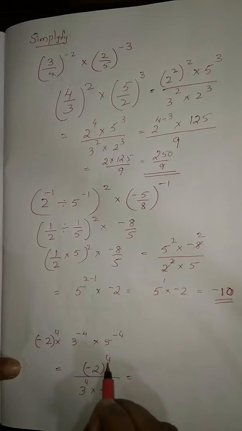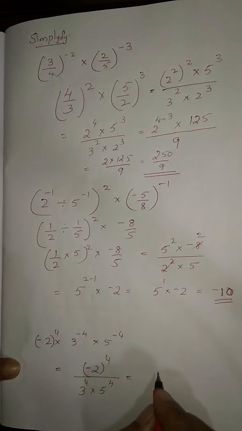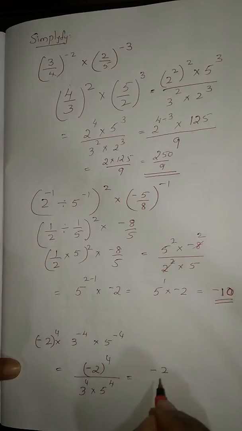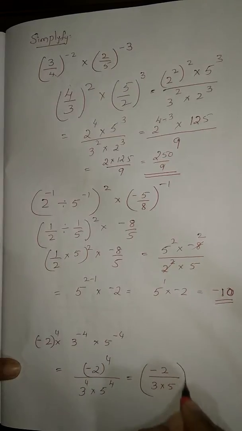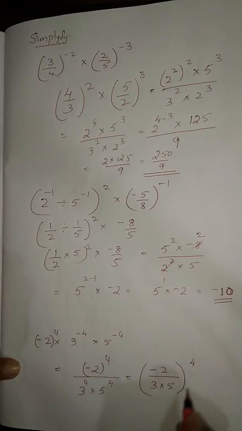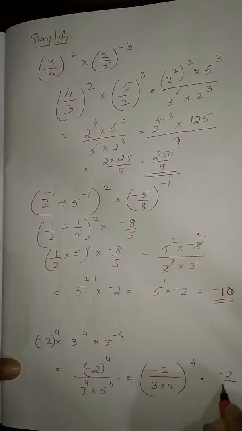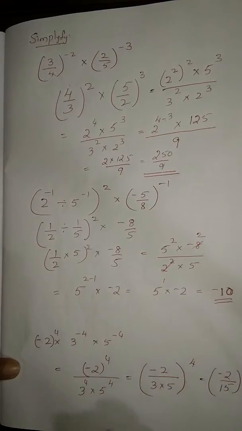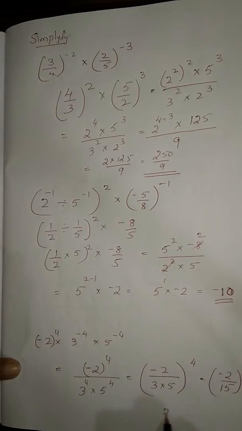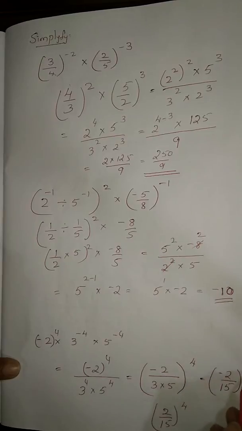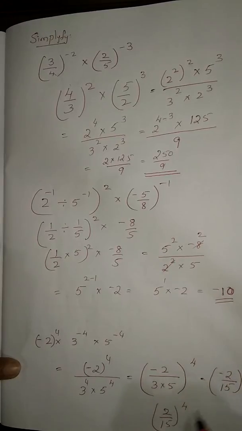So now since all the powers are same, we can write this as minus 2 by 3 into 5, to the power of 4. So this is equal to minus 2 by 15 to the power of 4. We can also write this as 2 by 15 to the power of 4, because the power is even, so the answer that you get is also going to be positive.